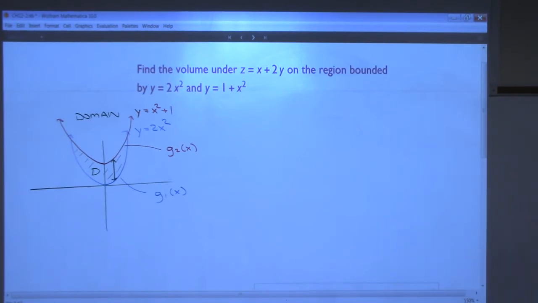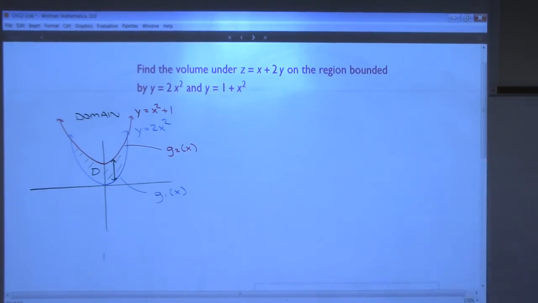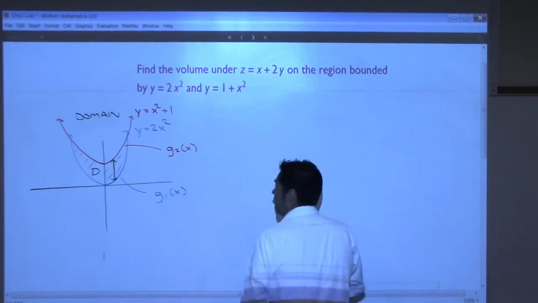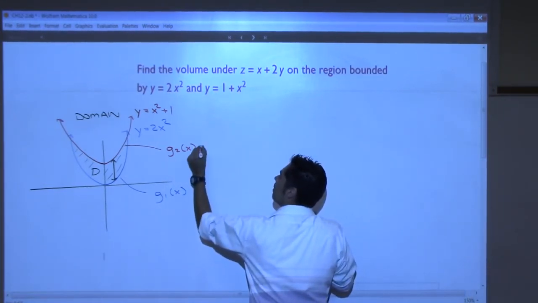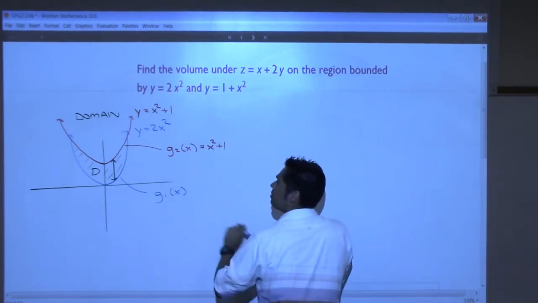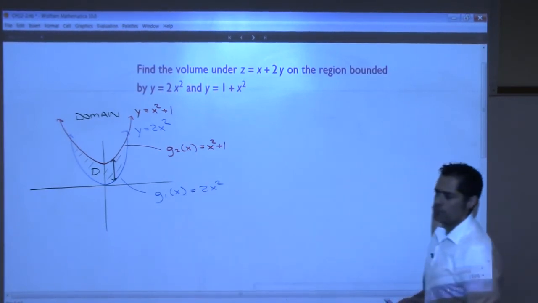So, in the order of integration, which one would go on top? 2's on top, 1's on bottom. So the upper limit is going to coincide with the upper function. The lower limit of integration is the lower function. So it's good. It works that way, right? So I'm just going to write here, this one is x squared plus 1, and then this one is 2x squared. That all right?